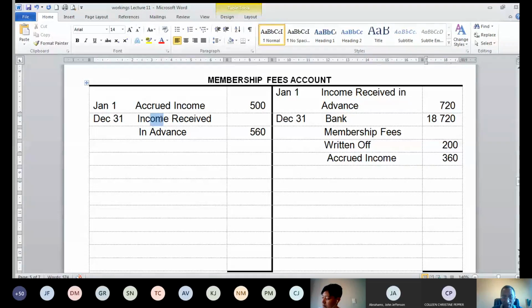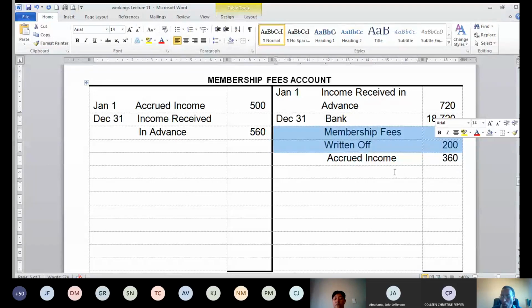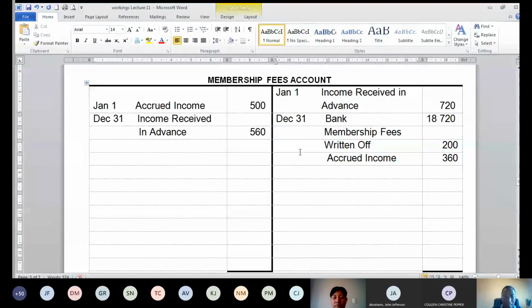There is an adjustment for income received in advance. There's an adjustment for accrued income. And there is an adjustment for membership fees written off. Bring that all into account, guys. The balancing amount is the actual amount of membership fees received for the year after all the adjustments have been taken into account. The membership fee account you close off now to the income and expenditure account.